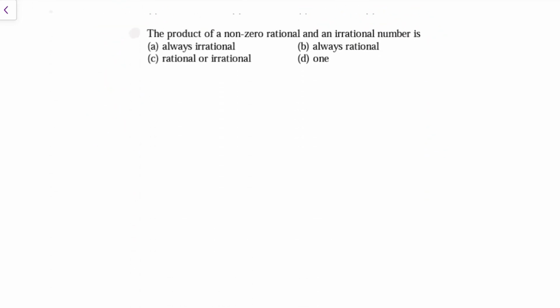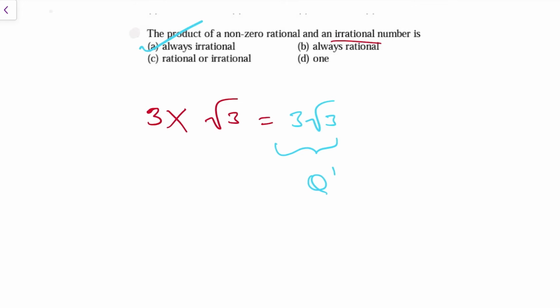Next, the product of a non-zero rational number and an irrational number. When I am taking a rational number, that is 3, into an irrational number, I am taking root 3. So 3 into root 3 is 3 root 3, which is an irrational number. So the product of a rational number and an irrational number is always irrational. So that is answer A.